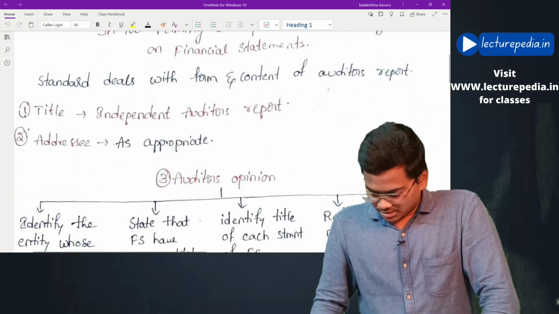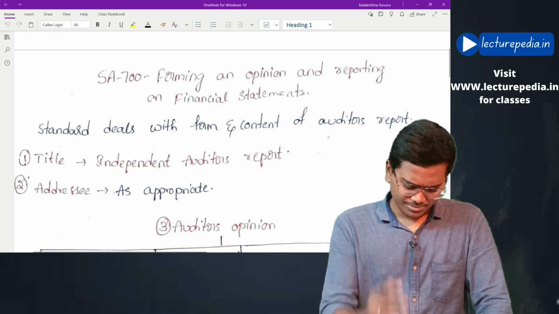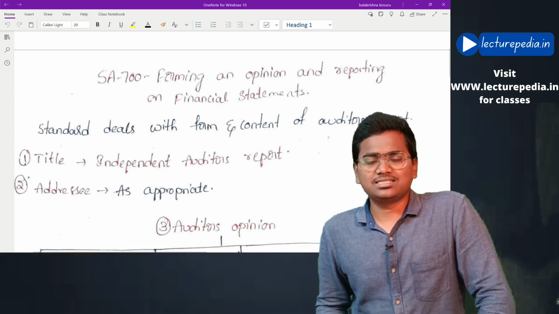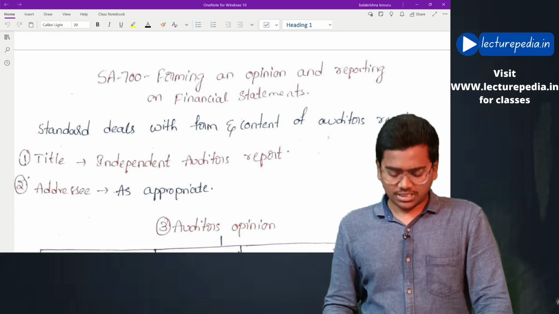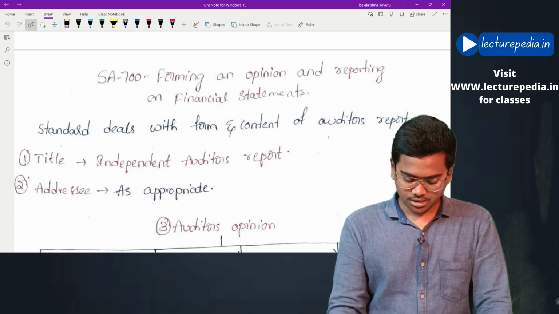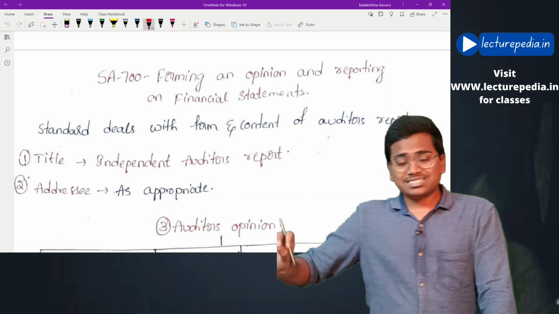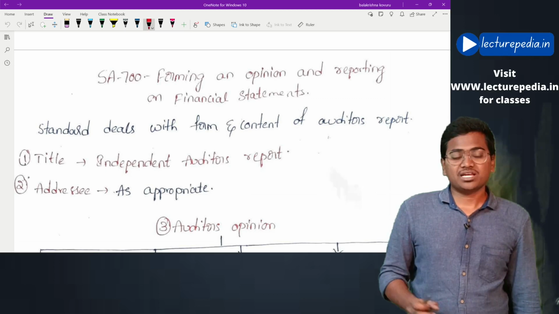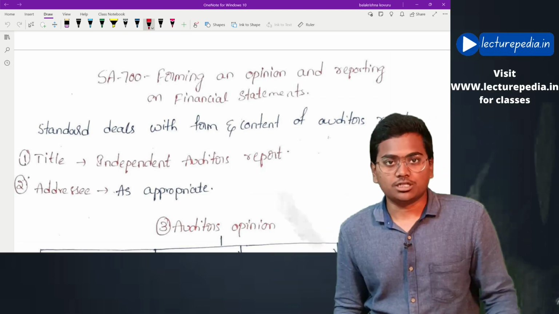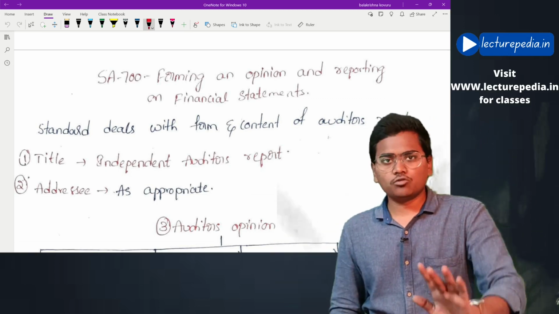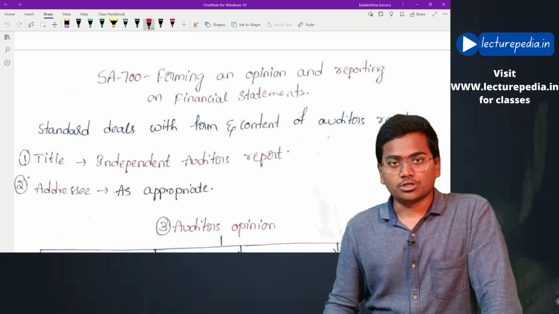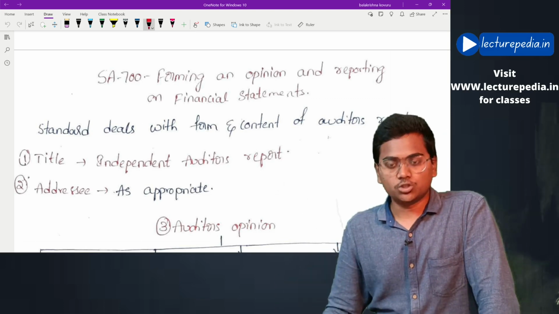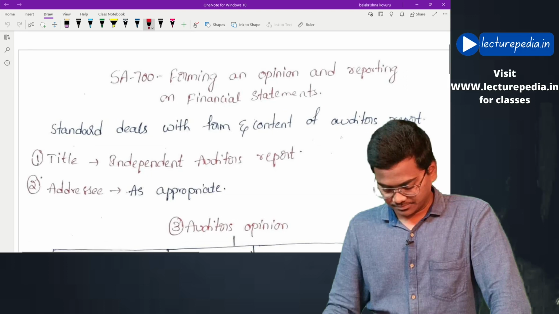Now, this SS 700, basically this entire 700 series will be dealing with the reporting aspect. Okay, now SS 700 specifically deals with the format of the audit report. Okay, what would be the format of the audit report? That we will be just going through in this SS 700.